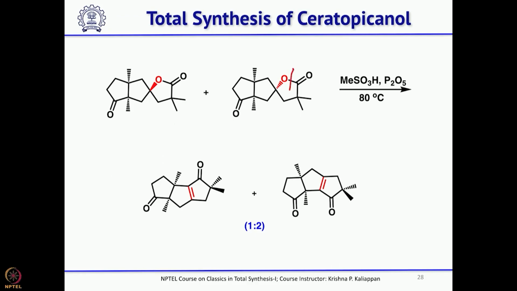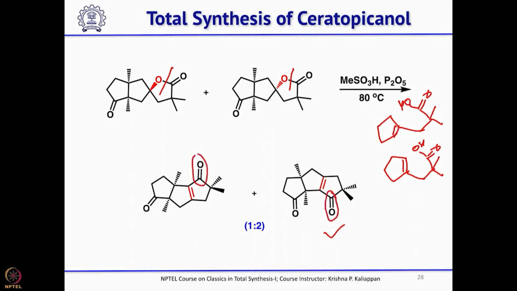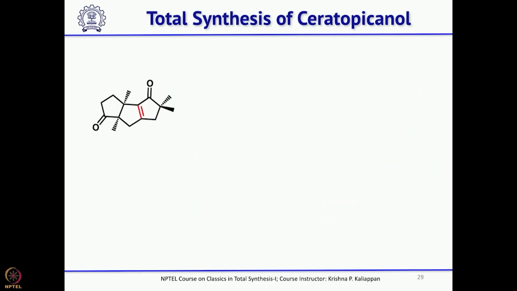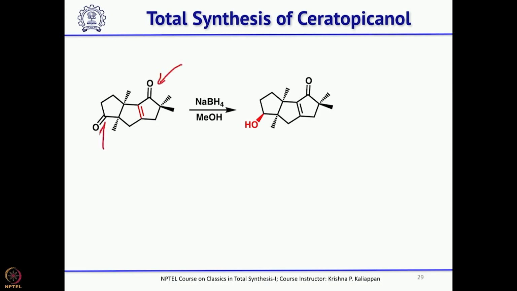So, what will happen? It will hydrolyze and you will get a corresponding acid, and you can see either this double bond or both will undergo intramolecular Prins-like cyclization to give these two triquinanes. Okay. The only difference is the location of the carbonyl group. Okay. Take the required one, reduce with sodium borohydride in methanol. So, this is an enone, this is a simple cyclopentanone.